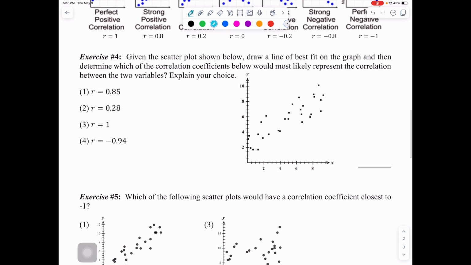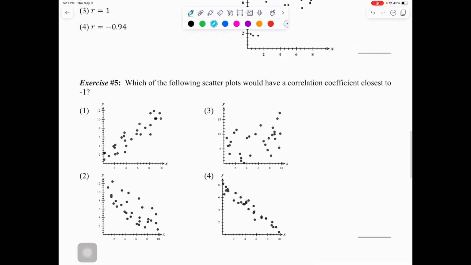So in 4, they give you a scatter plot. You have to draw the line of best fit on the graph and then determine which of the correlation coefficients below would be most likely the representation of the correlation coefficient between your two variables, and explain your choice. So you're going to draw the line of best fit, pick which one you think is the best representation, and then tell me why you picked what you picked. In number 5, which of the scatter plots would have a correlation coefficient closest to -1? So there, again, you're going to pick your choice out of 1, 2, 3, and 4. And then when you're done, you can resume the video to check your answers.